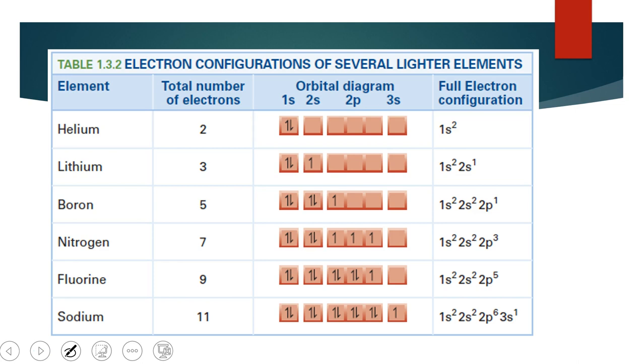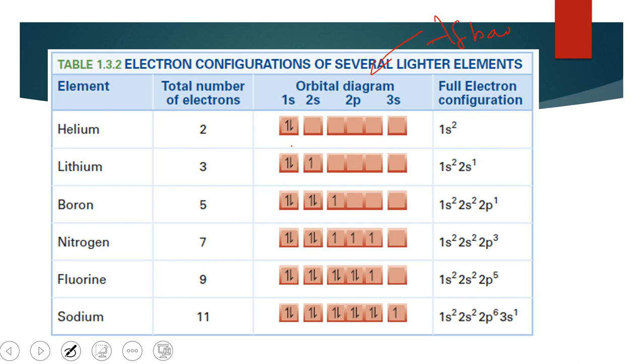So this is what we refer to as an orbital diagram, or sometimes an Aufbau diagram. It shows the orbitals labeled 1s, 2s, 2p, 3s in order of energy. We can see here helium is in period 1, it has only 1 shell. Both electrons go into the 1s, 1 up, 1 down.